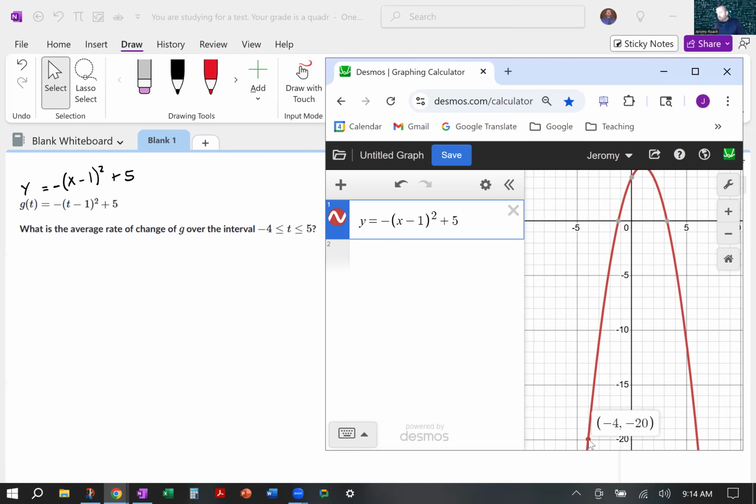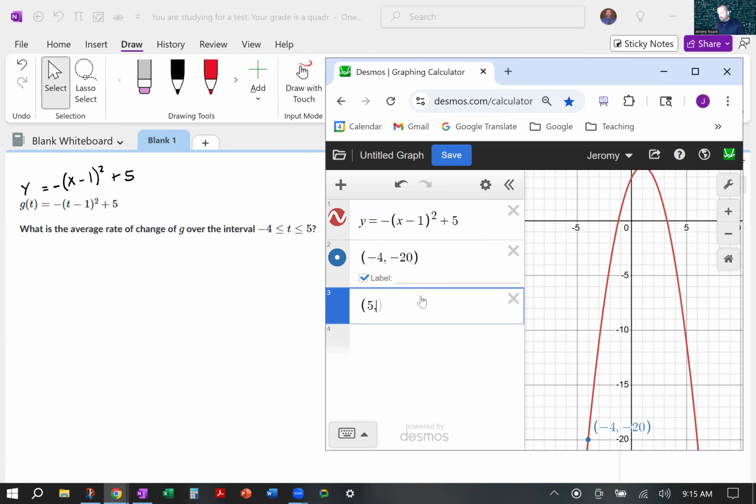I'm just going to type that point in, just so you can get a better visualization, in case I didn't explain it as well last time without putting the dot on the graph. I think it's easier to see if we write it like this. So there's our first point. When x is -4, y is -20. And then when x is 5, that is right here. So when x is 5, y is -11. I'm just going to put that also.